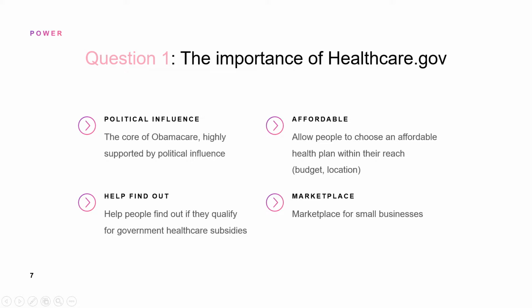enroll in the best health insurance plan custom fit for each individual, or even inform them whether they are eligible for government healthcare subsidies or not. As HealthCare.gov allowed searchers to link even to private health insurance, it also was a potential marketplace for small businesses.